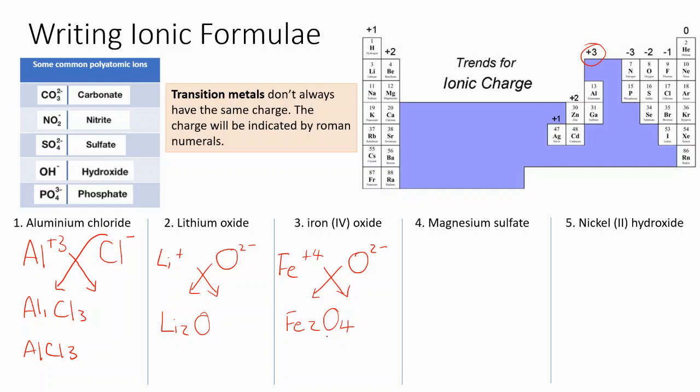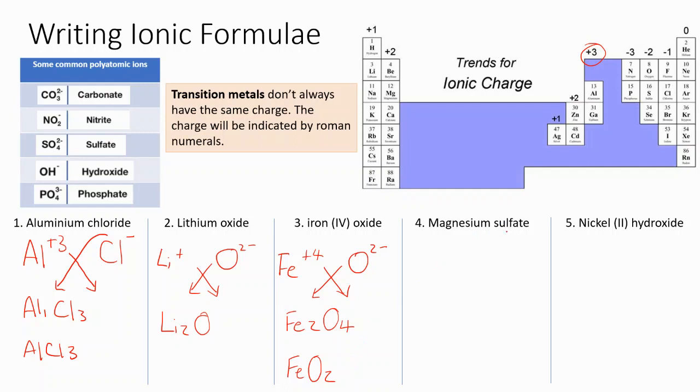Now, this is not the most simplified version of this ionic compound, because here we've got a common factor that goes into both of these numbers. So I'm going to simplify it the same way I would simplify a fraction. Fe, 2 goes into 2 once, so this will become a 1, which we don't write. 2 goes into 4 twice, so this is going to be O2.